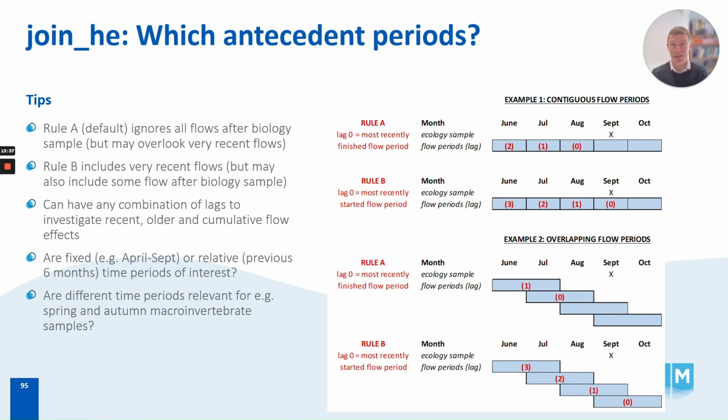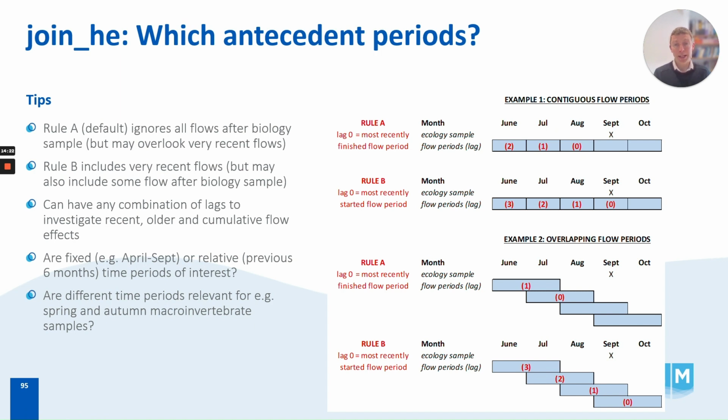So the question is, when we're using this function, which of these rules, rule A and rule B, should we use? They have pros and cons. Again, there's no right and wrong choice. Rule A, which happens to be the default option within this function, means that we ignore all flows after the biology sample. So using rule A, if our biological sample was collected on the 15th of September, for example, then our flow statistics for lag 0 are for the August period. This means we actually overlook some very recent flows in the first 2 weeks of September. It does mean that our flow statistics don't include any flow data or flow conditions that occurred after the collection of that biological sample.